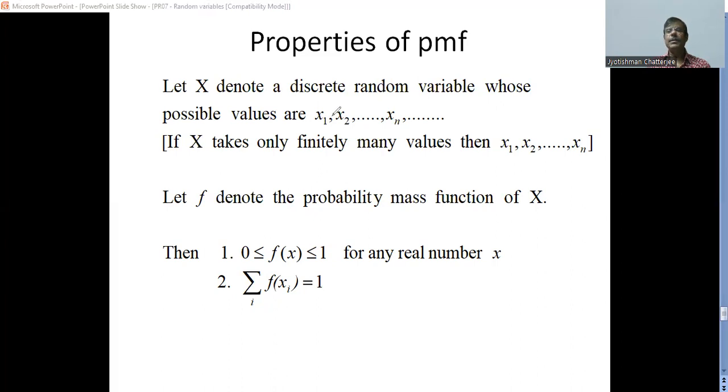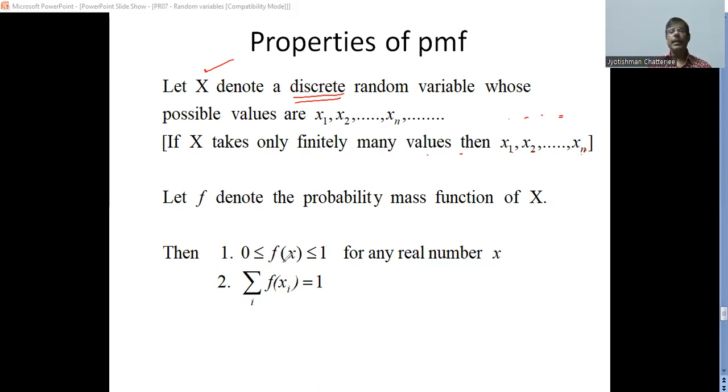Here are two properties of probability mass function. First, suppose capital X is a discrete random variable, and suppose x1, x2, ..., xn, etc. are the possible values of the random variable. Again, if it takes only finitely many values, then it will stop at n: x1, x2 up to xn. Otherwise, it may go on up to infinity. Whichever be the case, these two conditions will hold good for any probability mass function.